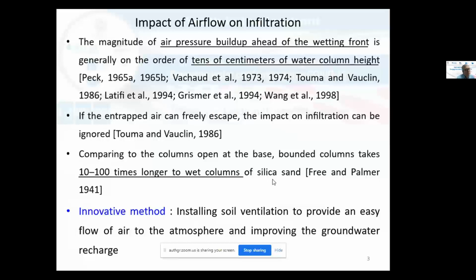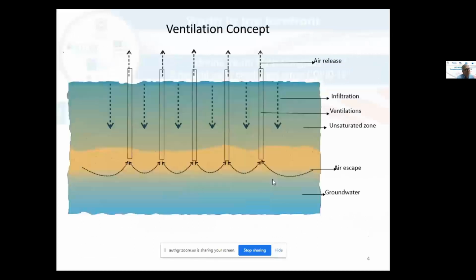And when it comes to the column studies, if the column is closed at the base, it will take 10 to 100 times longer to wet the columns of silica sand. So for tackling this issue, that is to facilitate the removal of entrapped air to increase the infiltration, we have come up with an idea of soil ventilation where it will provide an easy flow of air to the atmosphere, and subsequently we can improve the groundwater recharge. This is the concept that I have just told now.